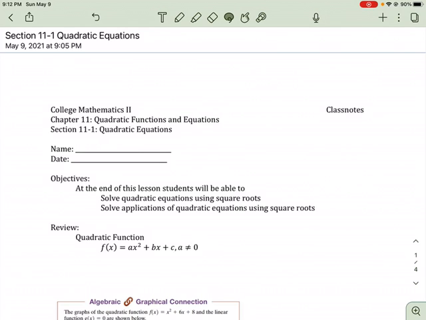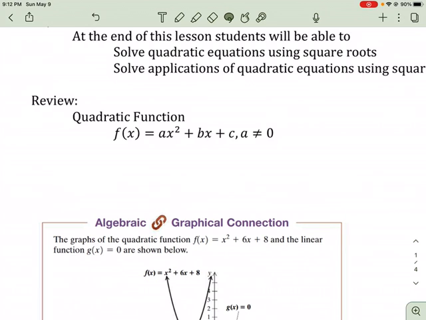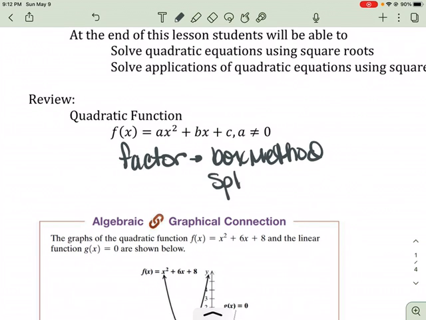If you remember, we have talked about quadratics before, and this should look familiar: ax squared plus bx plus c, as long as a does not equal 0. We didn't solve these, but we did factor these. And I think we have solved these. We did some factoring. A lot of us used the box method or the split distribute method.